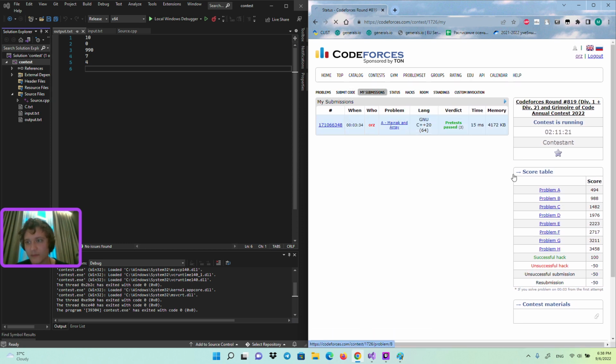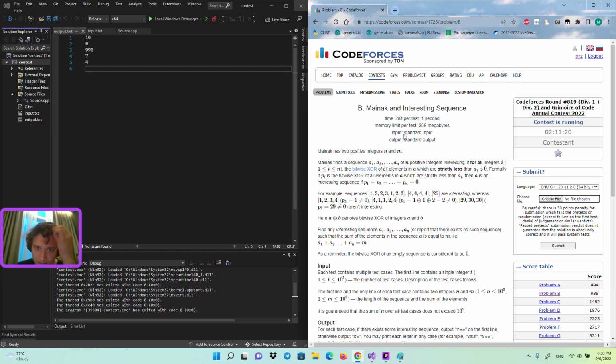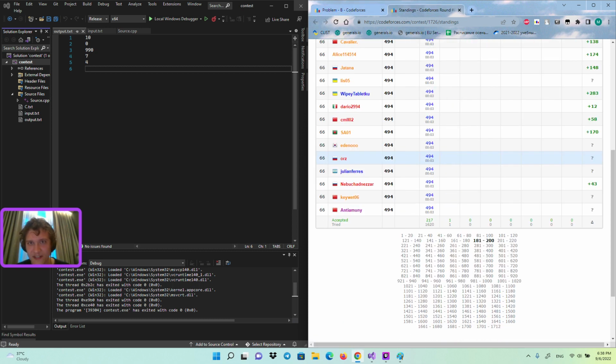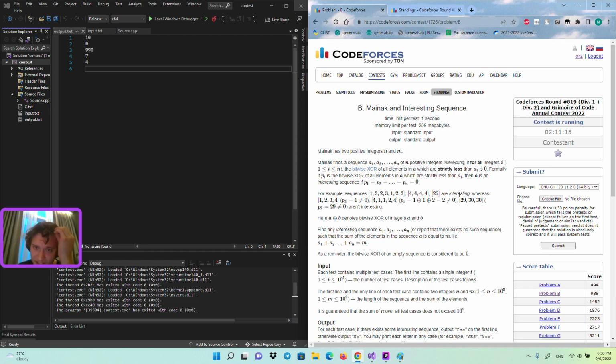Great. Problem B. My index has two. I'm in first place. No, I'm in 66th place. It's still okay, but not really. A sequence is interesting if for all integers, the bitwise XOR of all elements in A which are strictly less than a_i is 0.